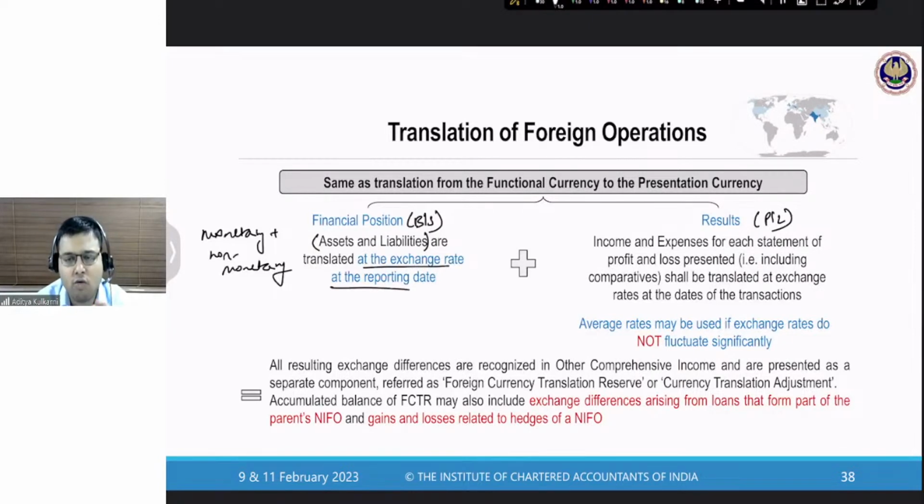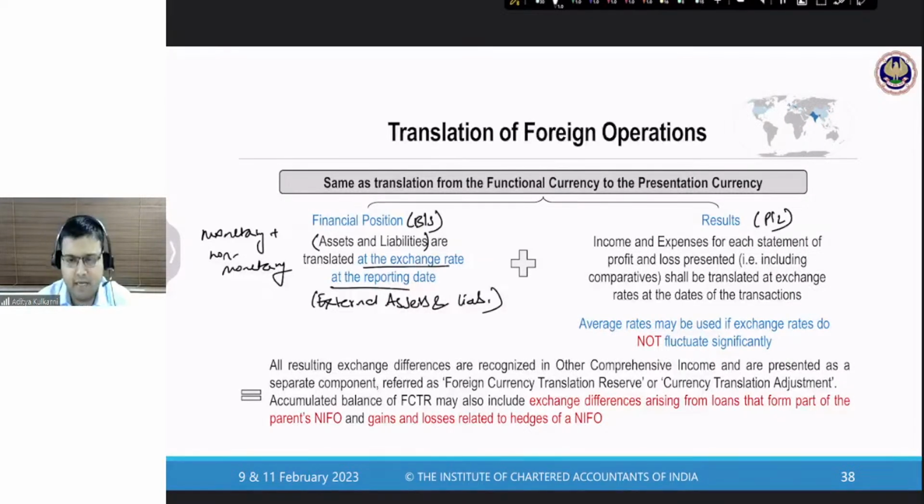Okay, this is only assets and liabilities. I'm not talking about balance sheet items forming part of the equity and liabilities. We'll come to that later. This is only external assets and liabilities. Okay, so this is what you will be doing.